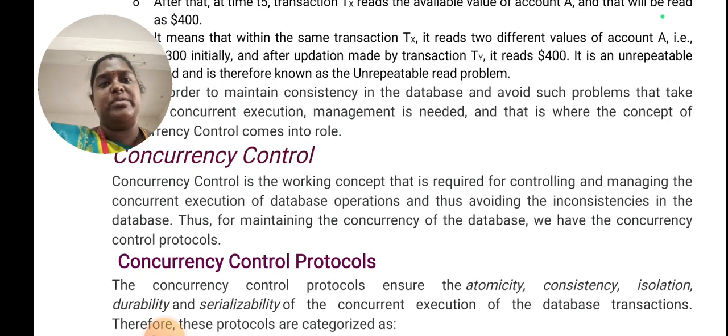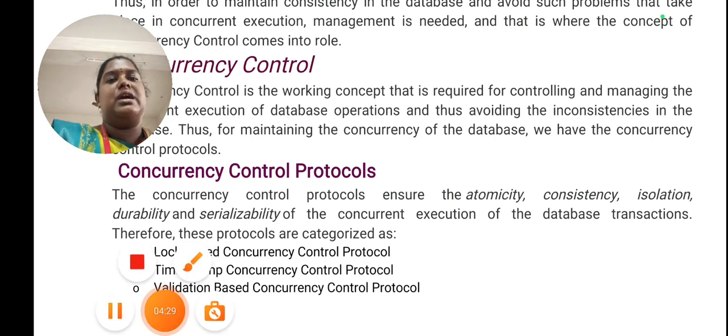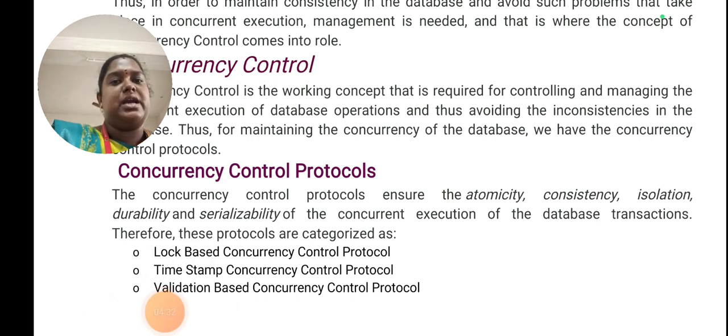And then concurrency control is a working concept that is required for controlling and managing the concurrent execution of database operations, and avoiding inconsistency in the database. For maintaining the concurrency of the database, we have concurrency control protocols. Concurrency control protocols ensure the ACID properties, atomicity, consistency, isolation, durability, and serializability of the concurrent execution of the database transactions.